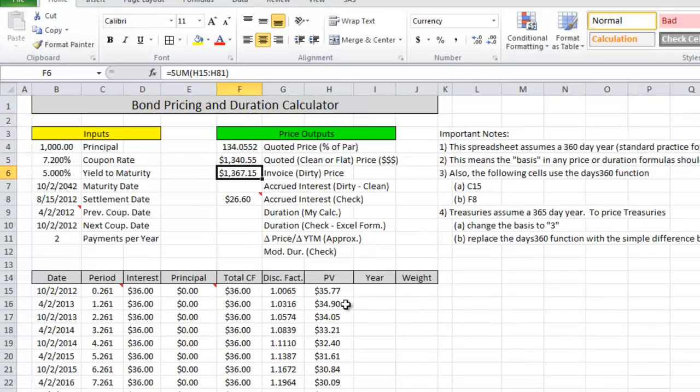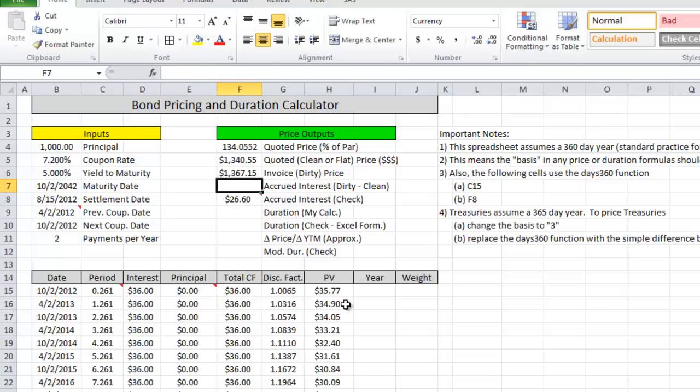$1,367.15. Now we calculated accrued interest earlier using a different methodology. What we did earlier, remember, was we said, okay, how much is a coupon payment? $36. And we said, what percentage of this initial coupon period is the previous bondholder entitled to? And I don't remember, I think it was 74%. So we found out that 74% of this initial coupon payment actually belongs and is owed to the previous bondholder.